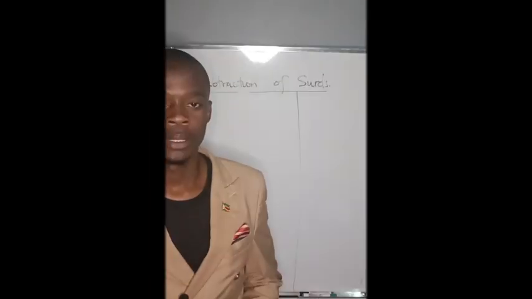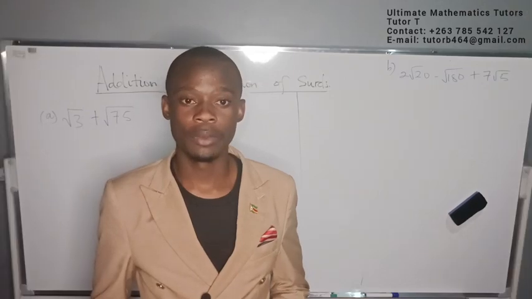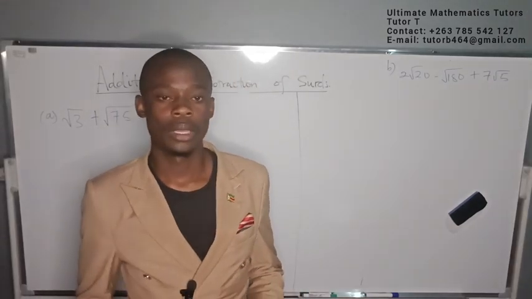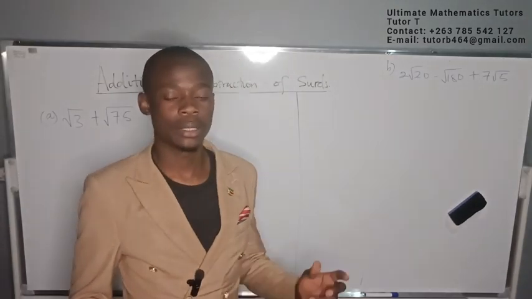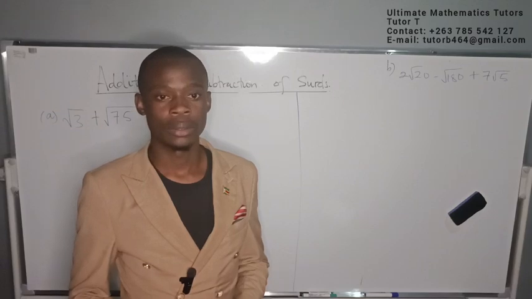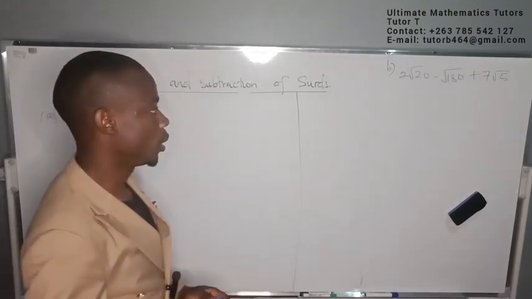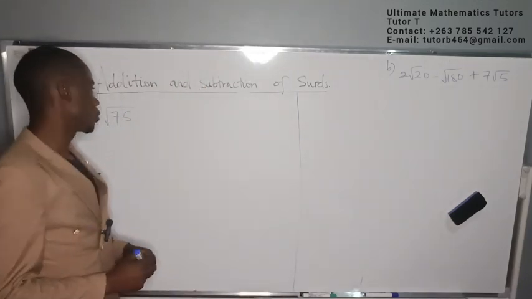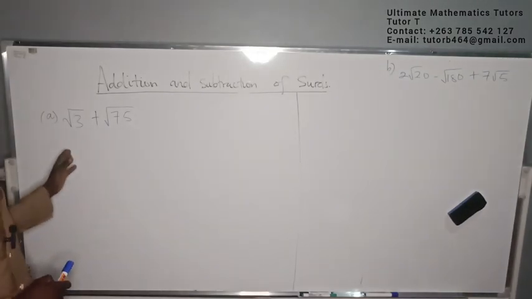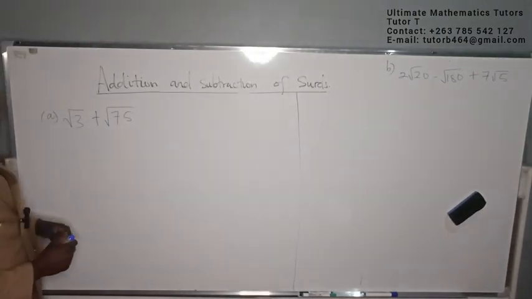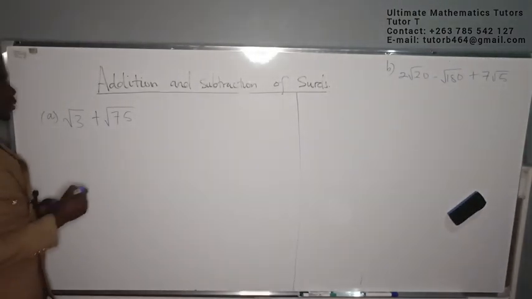Welcome back. I hope and I believe you managed to pause the video and tackle the 2 questions. So now we're going to do these questions together. Right. The first one, part A, root 3 plus root of 75.